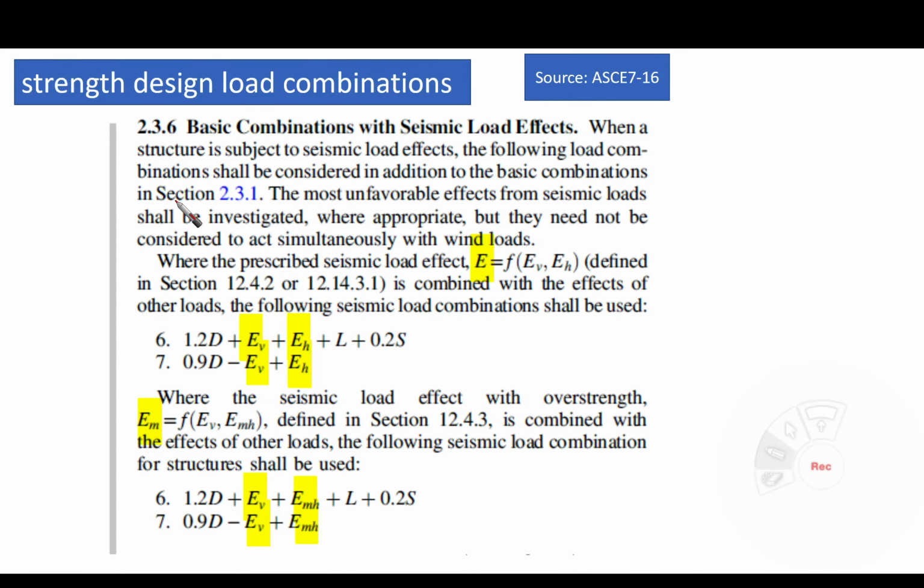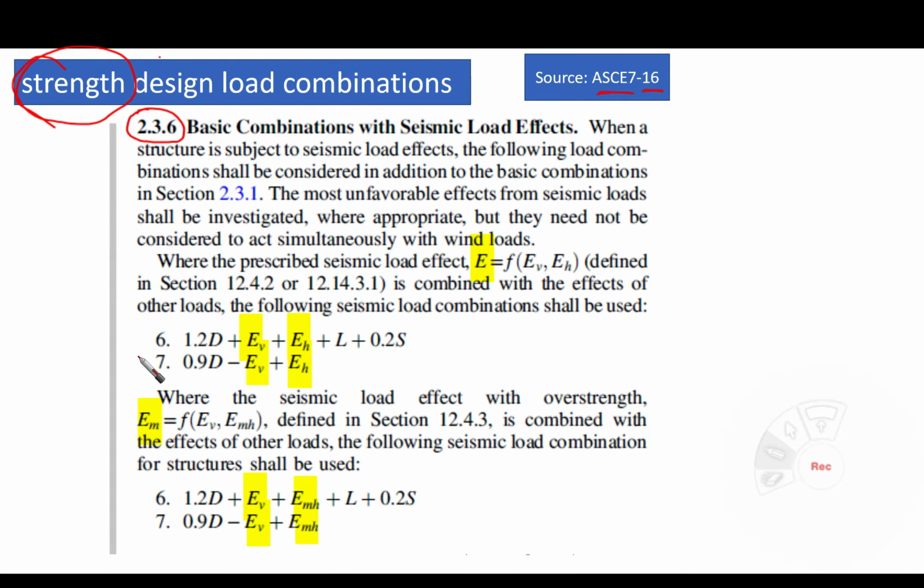First of all, I'd like to highlight what ASCE-7 16, the version 2016, is telling us about the strength design load combination. I'm going to concentrate on the strength, okay, not the allowable stress. So the basic combination with seismic load effects is under section 2.3.6.